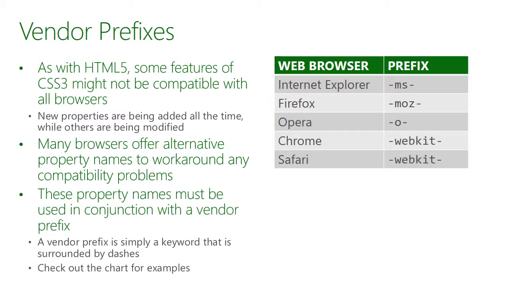These property names must be used in conjunction with a vendor prefix. A vendor prefix is simply a keyword that is surrounded by dashes. So let's have a look at the chart and see the different examples. For Internet Explorer, you would use the prefix MS. For Firefox, MOZ. Opera is just O. Chrome, WebKit, and Safari also WebKit.